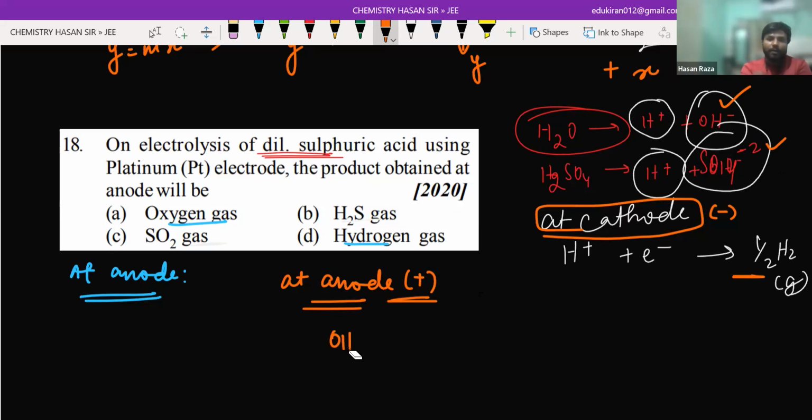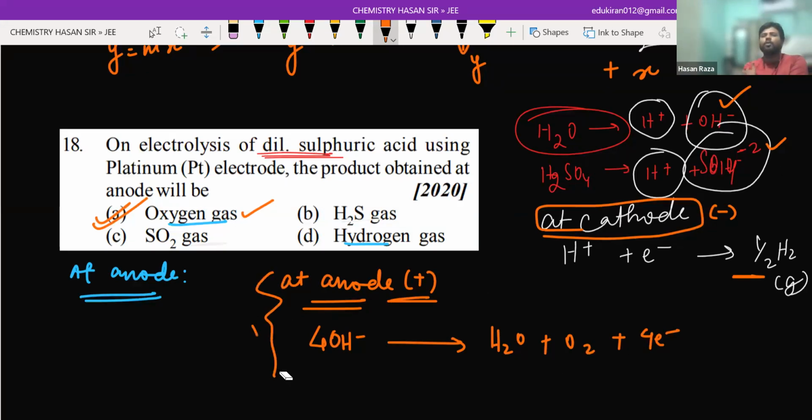OH minus will migrate first and it converts itself into H2O plus O2 plus 4 electrons, which it will release. So at anode, it will be oxygen gas. This is the same reaction which is given in NCERT. If you will look it here.